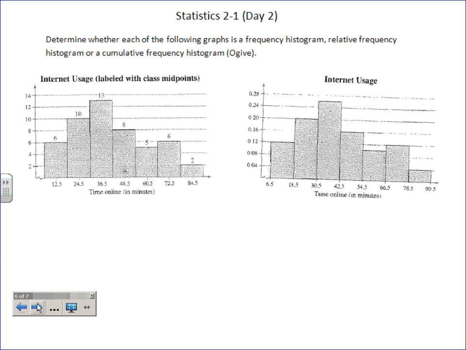So determine whether each of the following graphs is a frequency histogram, relative frequency histogram, or a cumulative frequency histogram, okay? Or an ogive. And I cut some stuff off on purpose. You notice that there's a label on the horizontal axis, but I have cut off the label on the vertical. Because if you were able to read that, you'd know exactly what it is right away. So I've cut that off. So you don't see any label over here to tell you what it is. So base it off of your data.